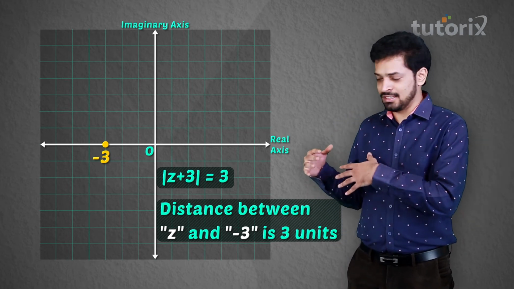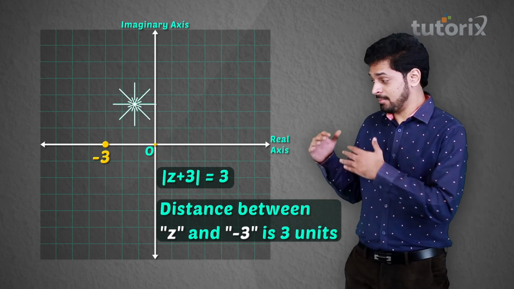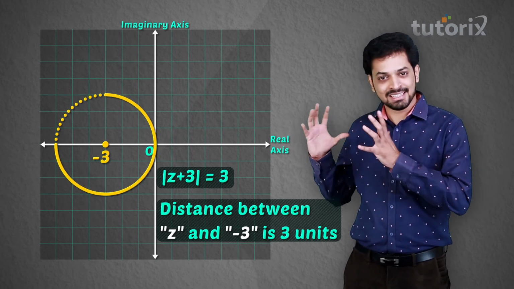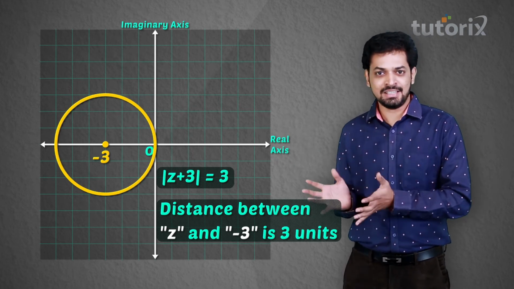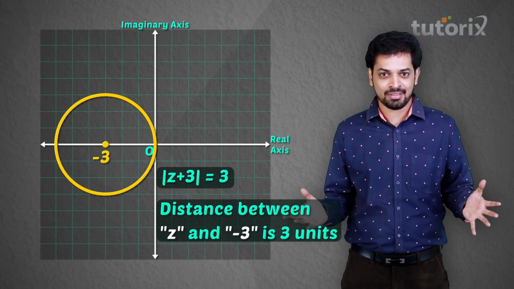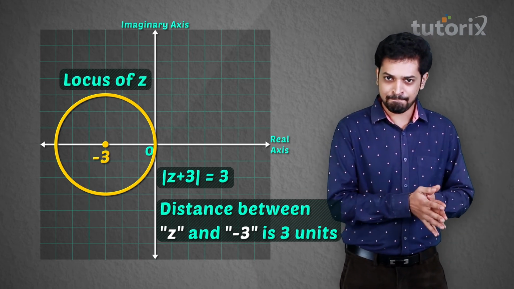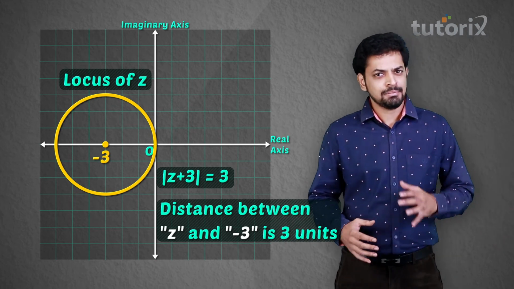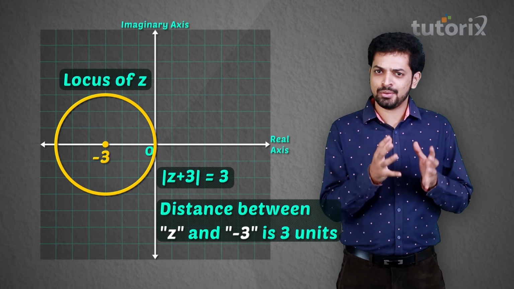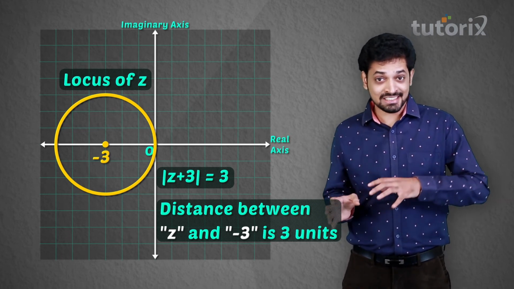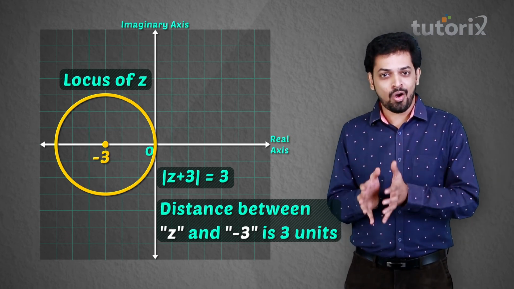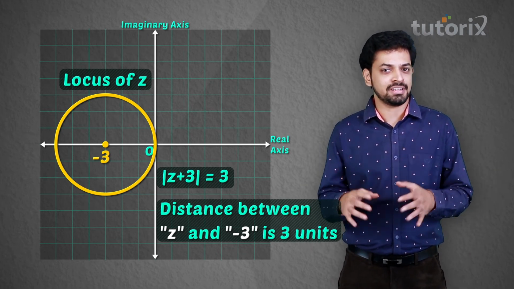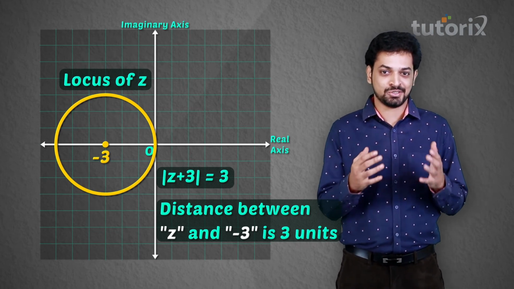So z can be this particular point, which is the origin. It can be this point, it can be this point. And you notice that you'll get multiple points which form a circle with the center as minus 3 and the radius as 3 units. So this is called the locus of z. And it is nothing but the set of all points which form solutions for z. And I think the picture is kind of clear where we are trying to head with this understanding of modulus, vectors and geometry. Complex number algebraic statements can be easily understood by using geometrical visualizations. And that is the essence of this video.